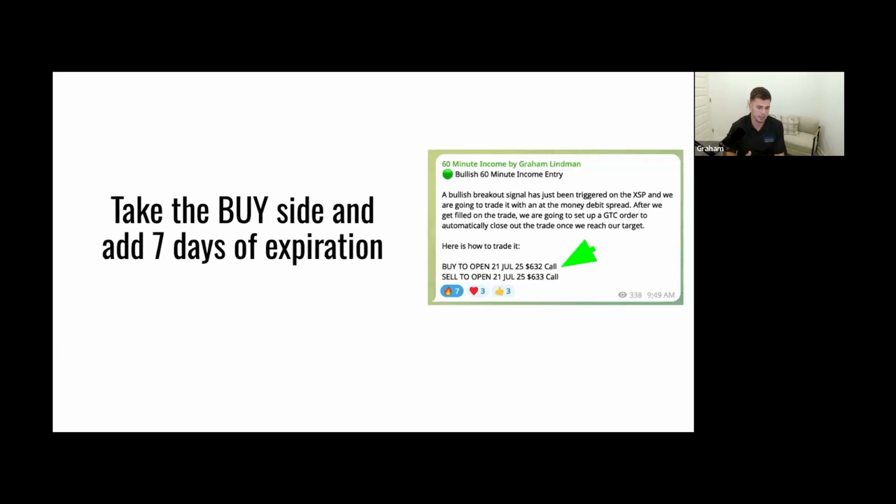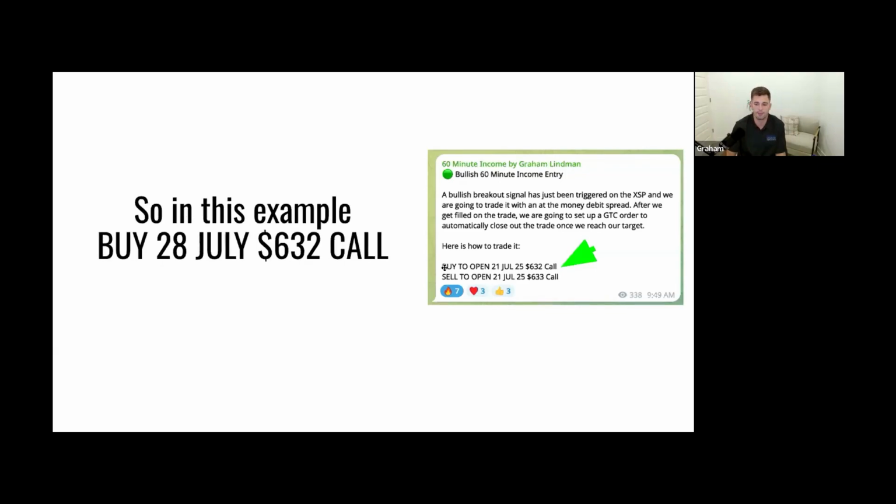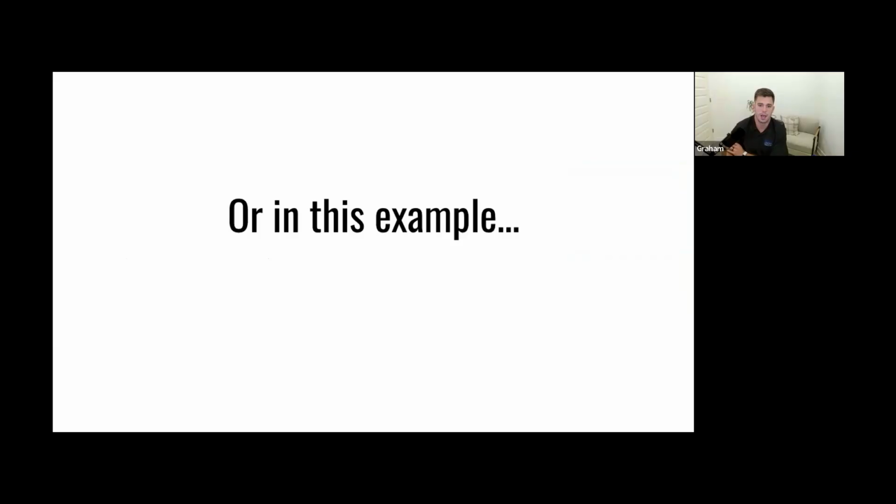If you want to just take the basic options, just take the buy side of the spread I give you and add about 7 days till expiration. So in this example, bullish entry, we're buying calls. You would take the buy side and add 7 days. Instead of buying the 21st of July 632 call, you would add a week to it, buy the 28th of July 632 call. And then you would take your profits when I let you know on the channel the profit target's been hit. So then you can get out then, or you can set a profit target, which I will cover here in just a second.